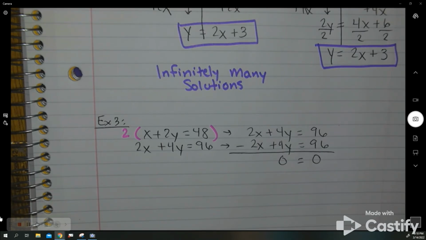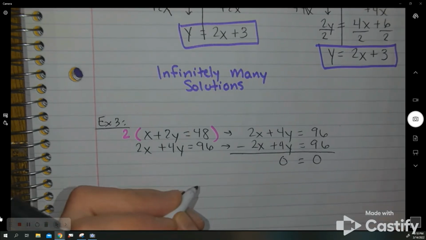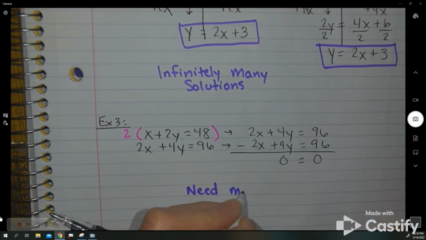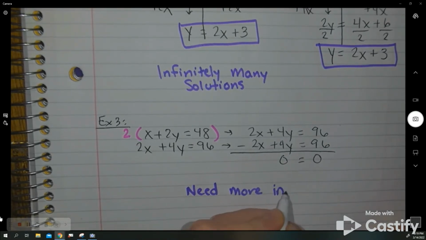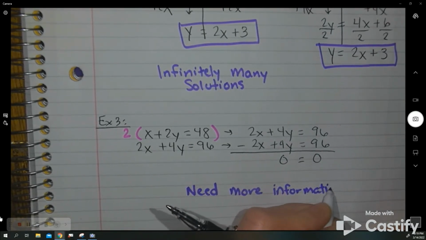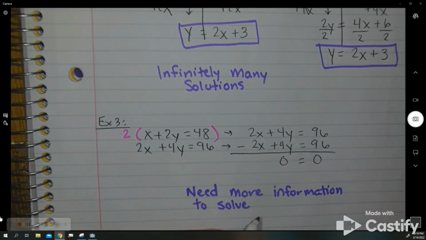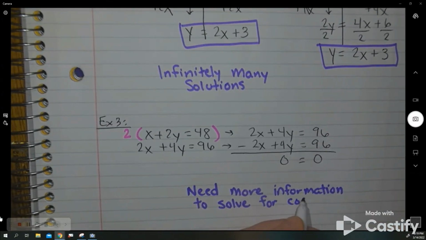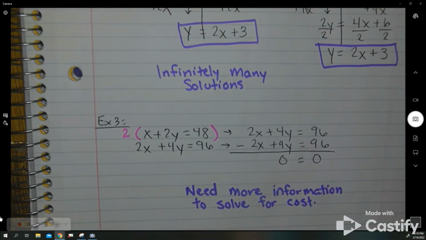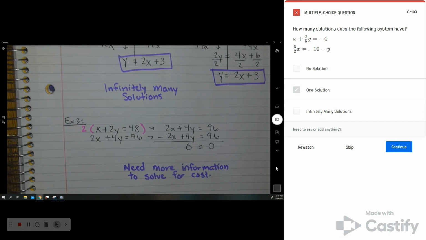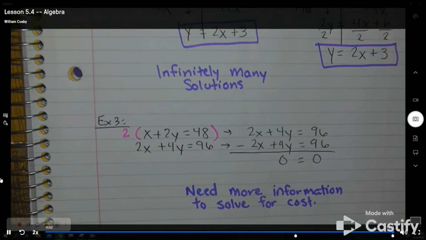So for this one, I would have to say that I need more information. If I was trying to solve this, I would need more information. So currently, we can't solve it with the information that we have. And you're going to have instances like that where you're going to have to decide, okay, do I have what I need in order to get the price or the amount, whatever it is. I'm just going to put cost for that. So we need more information because right now we've eliminated both things and we don't know what the cost of each one would be.